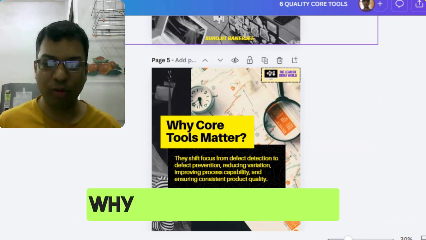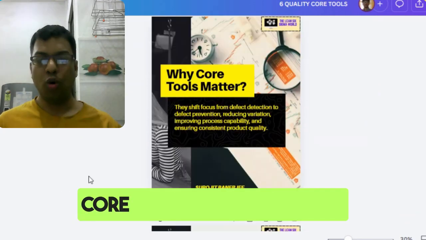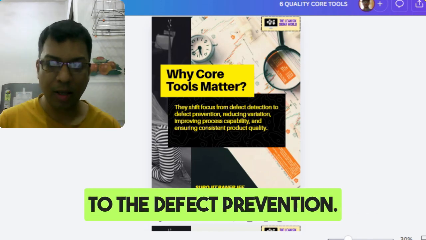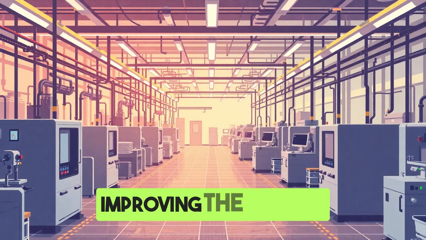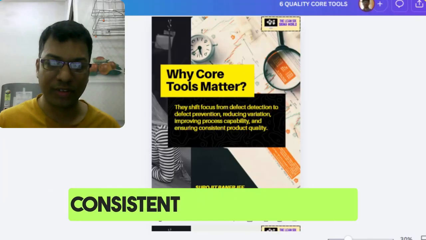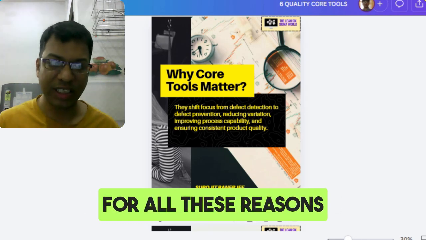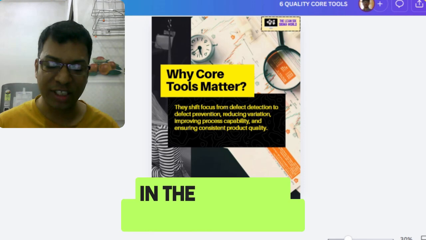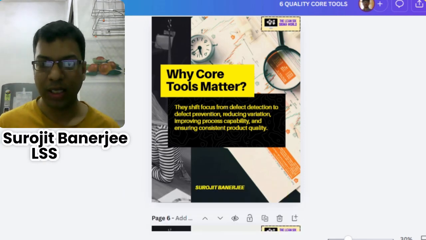Now, we need to understand why core tools matter. Core tools basically shift the focus from defect detection to defect prevention, reducing the variation, improving the process capability, and ensuring consistent product quality. For all these reasons, we need to have these six quality core tools, and they are so important in the journey of Lean Six Sigma.